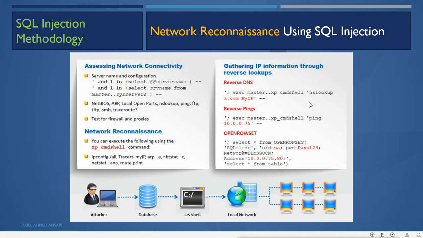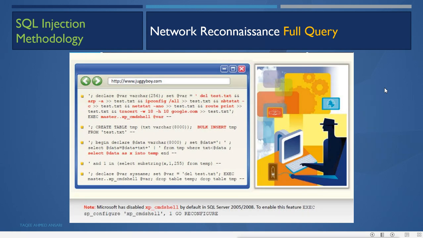Gathering IP information through reverse lookup also. It can use reverse DNS lookup. It will run a command like NSLOOKUP with this IP. Then it can use reverse ping also, running the ping command. It can also run OPENROWSET with the account, user and DB option, IP address, select from table, and it will show the table and user information. Then the network reconnaissance full query: this is the full query for doing the network reconnaissance.